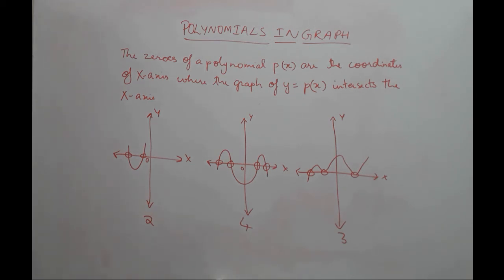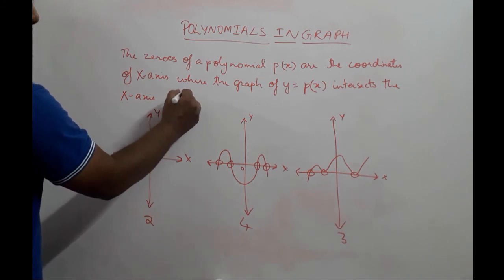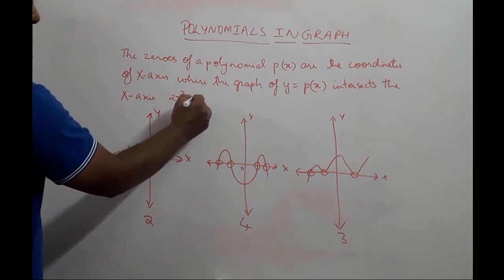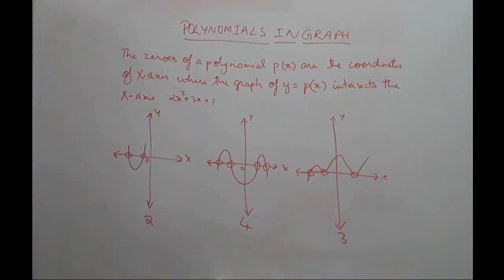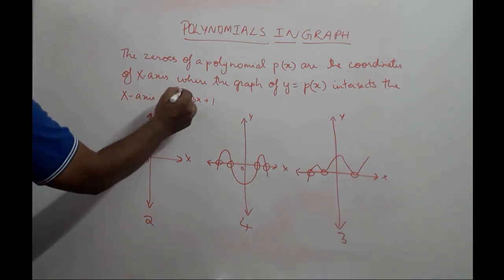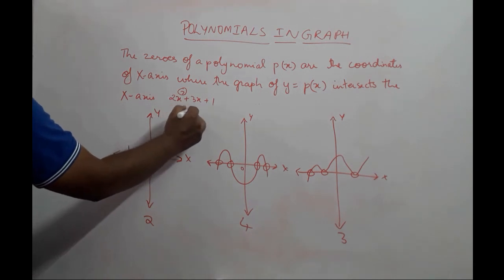A polynomial of degree n can have at the most n zeros. For example, a quadratic polynomial. In which form is a quadratic polynomial? A quadratic polynomial will be in this form where the highest degree is 2. So 2x squared plus 3x plus 1. So this is a quadratic polynomial. Depending on the highest degree, those many zeros will be there. So if the highest degree is 2, then it will have 2 zeros.